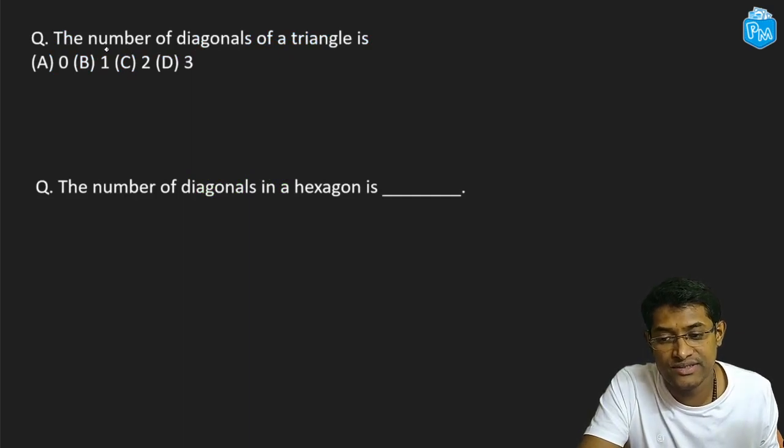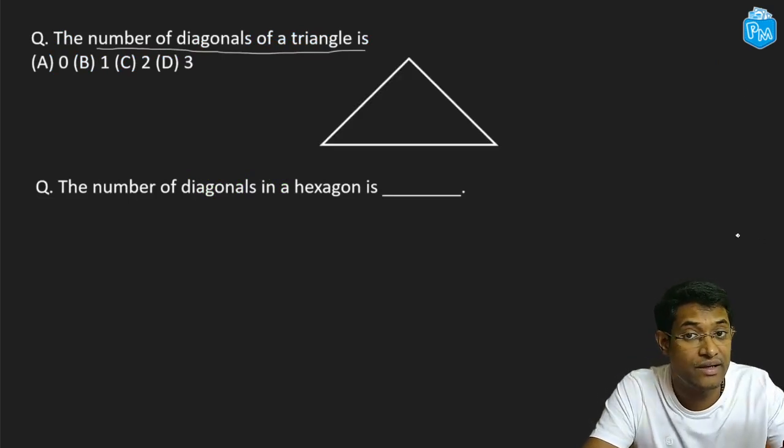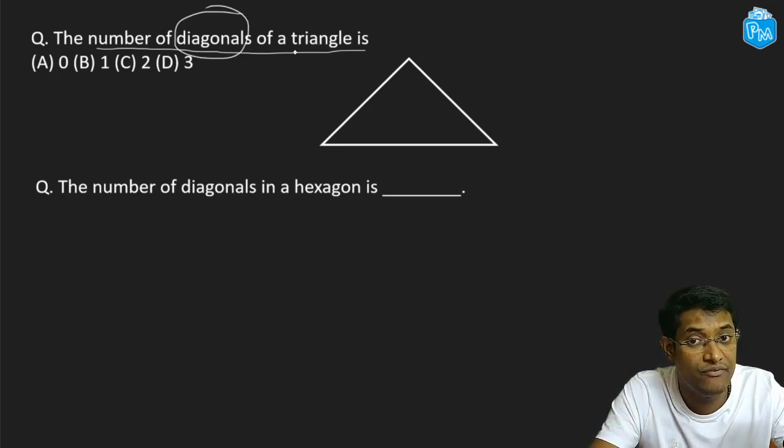Okay, this question says, what is the number of diagonals of a triangle? Alright, let's draw a triangle. We know a triangle is a 3-sided polygon, right? So we have a triangle over here. Now the question says, what is the number of diagonals of the triangle? We have seen to get a diagonal, we have to join non-adjacent vertices.